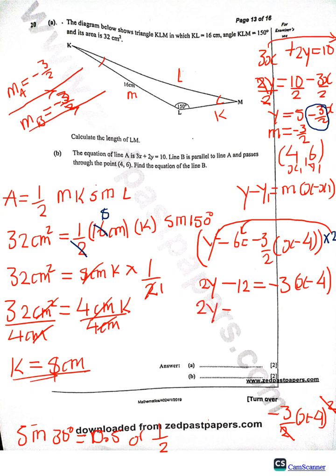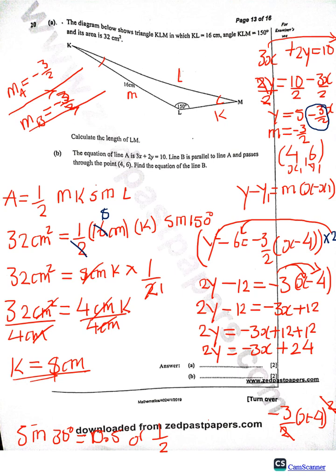So 2y minus 12 is equal to this negative 3 will multiply with x, giving us negative 3x. Then the second one multiply with negative 4, giving us positive 12. Now we are going to shift our negative 12 to the other side, giving us 2y is equal to negative 3x plus 12 plus 12. 12 plus 12 is 24. So this is our answer.